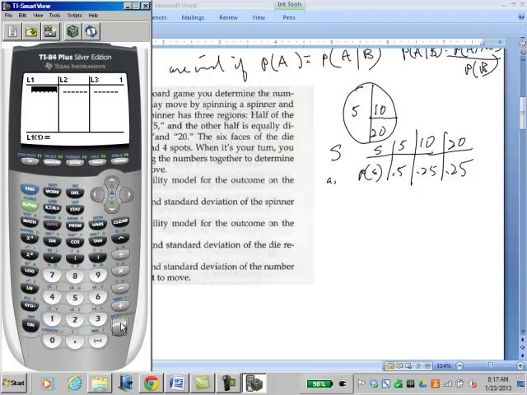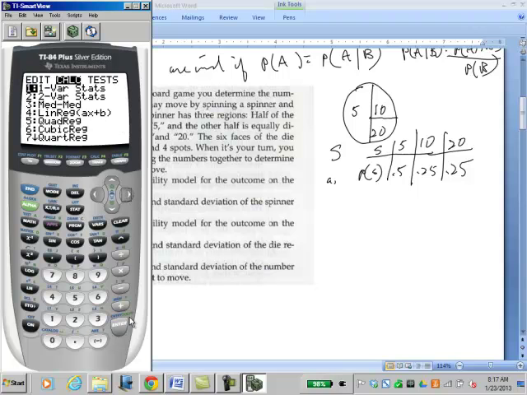Stat, edit. In L1, we're going to put the S's, that is the outcomes: 5, 10, 20. In L2, we're going to put the probabilities of each outcome: 0.5, 0.25, 0.25. Like I said, if you already know this, just move on, keep working. Then we're going to do stat, calc, one variable stats, and we're going to specify L1 and L2.